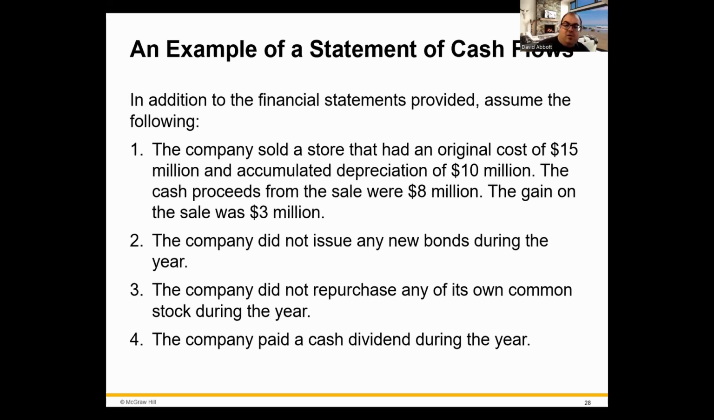And so in addition to the financial statement, we can assume the following. I think there might have been a mistake here. So we'll come to that. But anyway, the company sold a store that had an original cost of $15 million and accumulated depreciation of $10 million. The cash produced from the sale was $8 million, and the gain on the sale was $3 million. The company did not issue any new bonds during the year. The company did not repurchase any of its own common stock, and the company paid a cash dividend during the year.